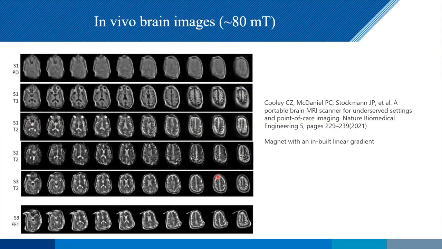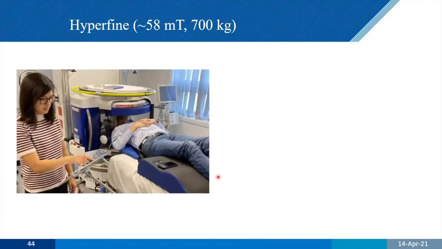You've seen these images before, definitely. This is Clarissa's work just published in Nature Biomedical Engineering. Again, with the inbuilt linear gradients in the Halbach there. And again, signal to noise really pretty impressive. And this is around about 80 millitesla. Hyperfine, of course, is lower.